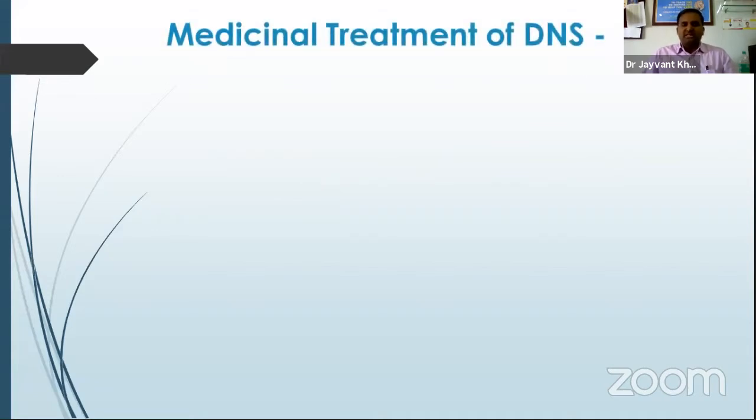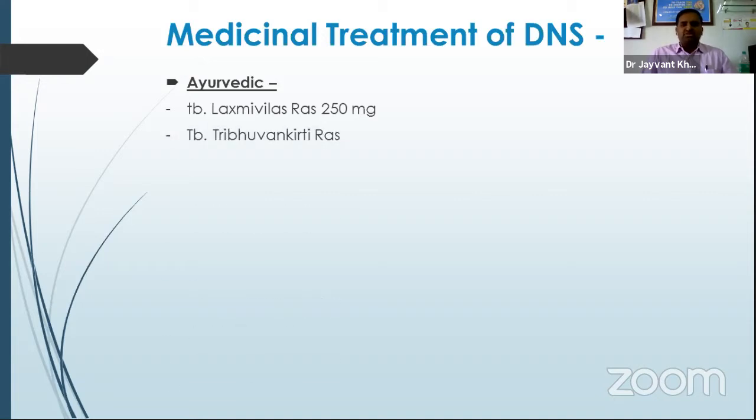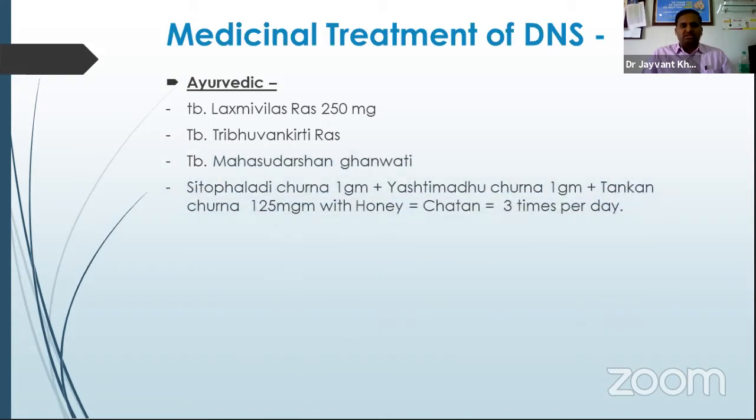What is the medicinal treatment of DNS? Ayurvedic treatment is of no use if there is a strong indication for surgery, but if mildly symptomatic, then we can use it. Some Ayurvedic and allopathic treatment is there: Lakshmi Vilas Ras 250 mg, Tribhuvan Kirti Ras, Mahasudarshan Ganvati, then Sitopaladi Churna 1 gram, Yashtimadhu Churna 1 gram, Tankan Churna 125 milligram with honey, three times per day.